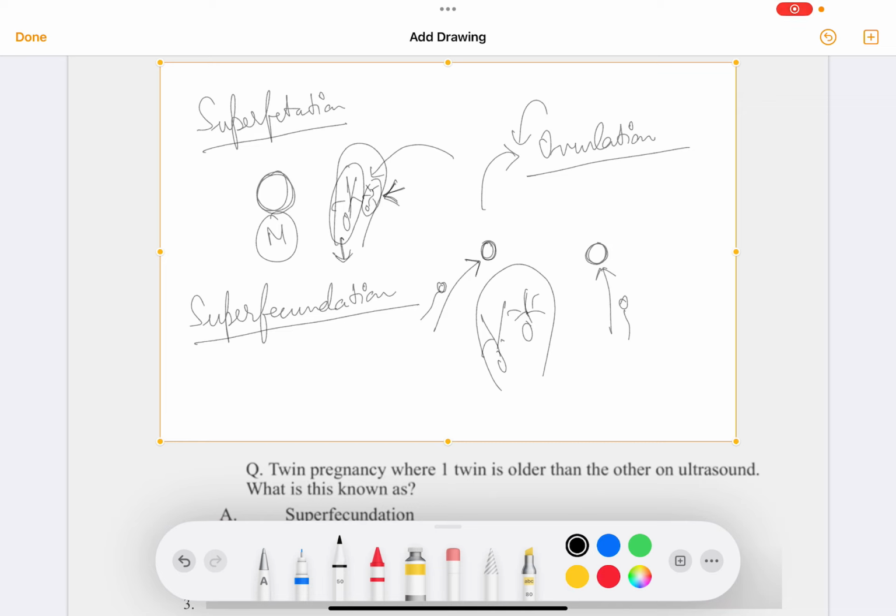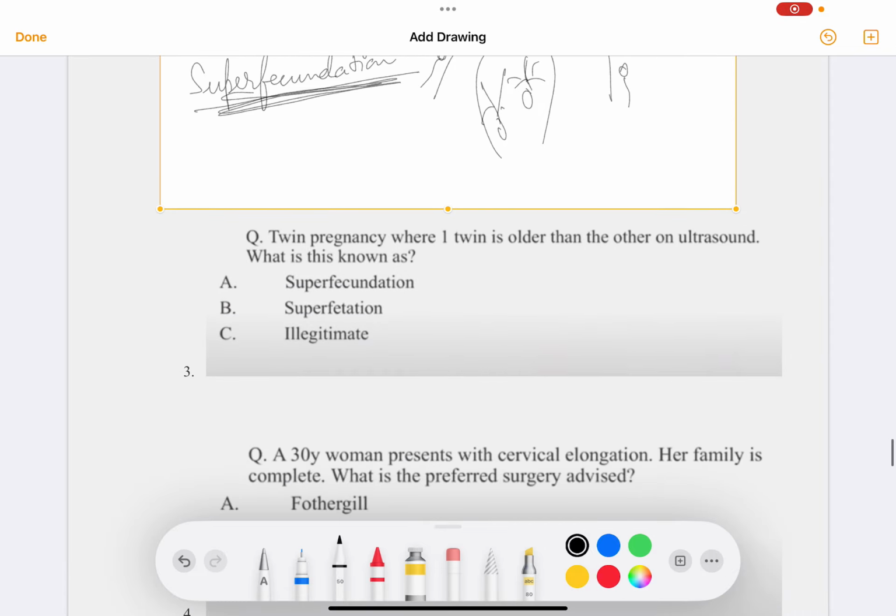Okay, if the act of coitus has to be different, then it is called superfecundation. Otherwise it will be a general fraternal twin or dizygotic twin if it is from the same father and through the same coitus. So where one twin is older than the other, answer will be B, superfetation.